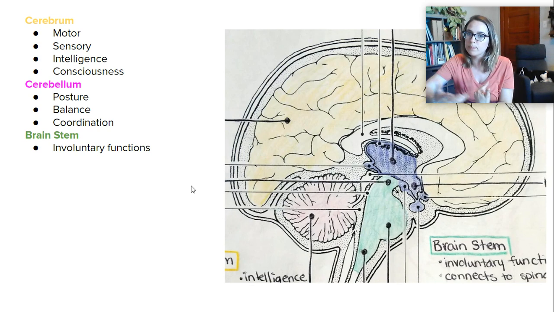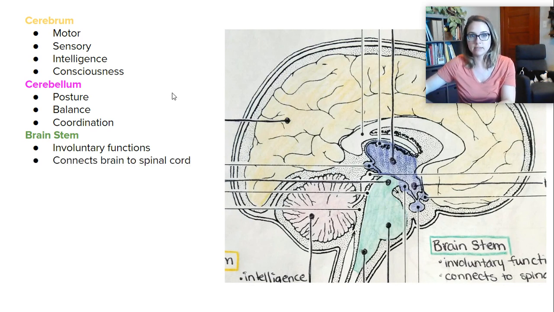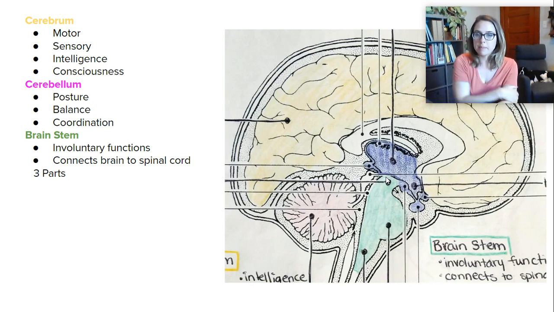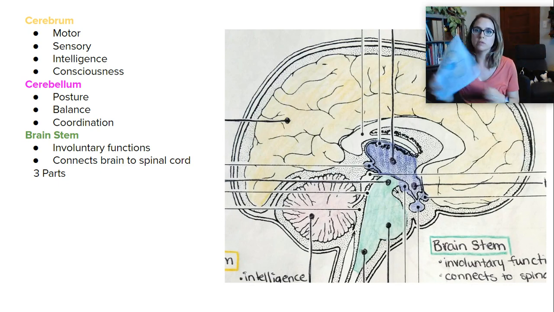Now your brain stem handles a lot of the involuntary functions of your body. So your breath rate, heart rhythms, regular things that automatically you don't need to think about, your brainstem takes care of. It also connects your brain to the spinal cord. And it's broken up into three main parts. If you were looking at my picture on the other slide, you can see that I've labeled each of those parts on the little labels coming off of here.